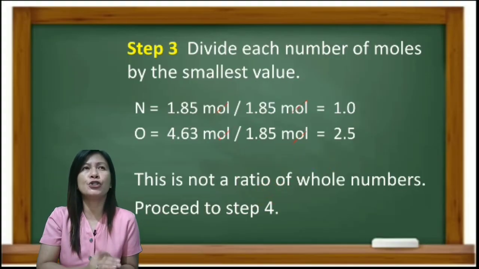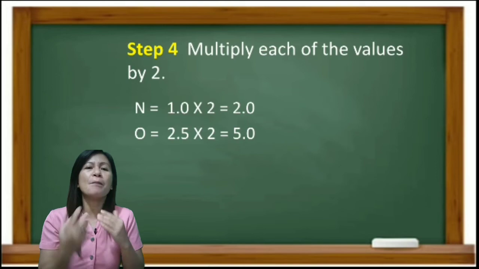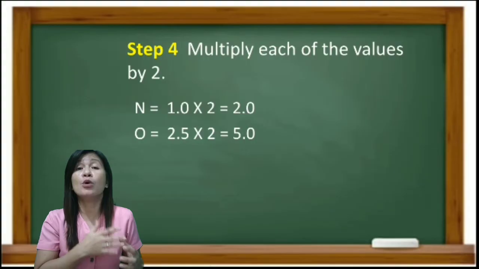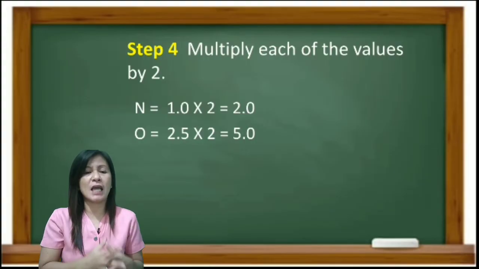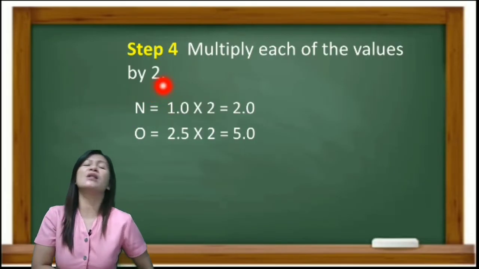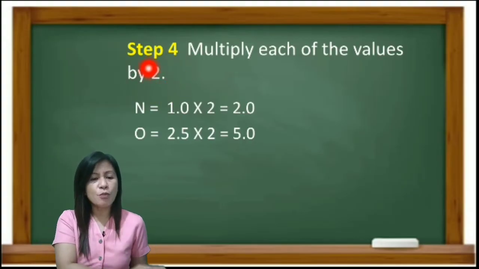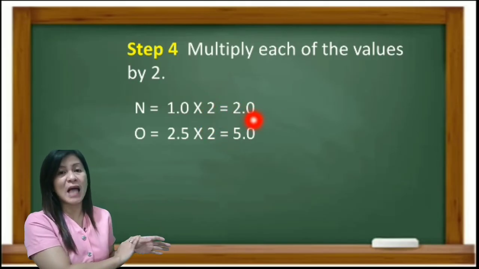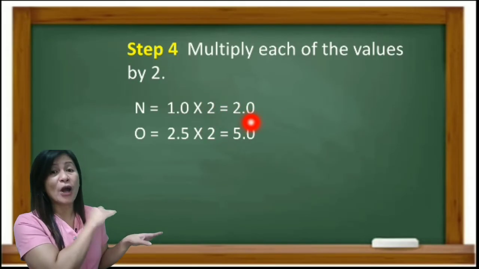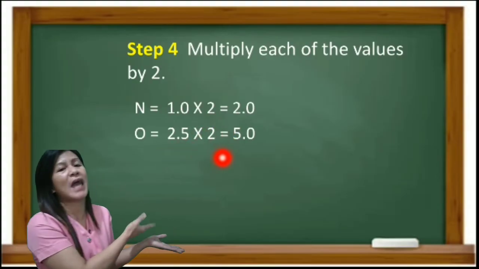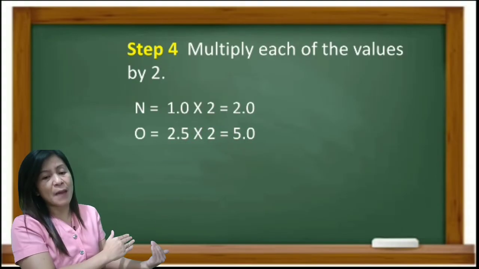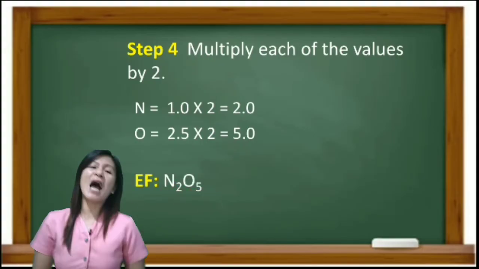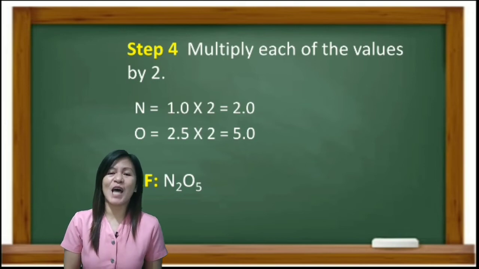In step 4, you choose a small number, which when you multiply by the initial numbers of atoms, you will convert them to whole numbers. So in this case, if they're not possible with 1, let's choose 2. So multiplying both by 2, for nitrogen, 1 times 2, you will have 2. Oxygen, you have 2.5 times the same number 2, you will get 5. You will now have the empirical formula as N2O5. So that's how you can get the empirical formula.